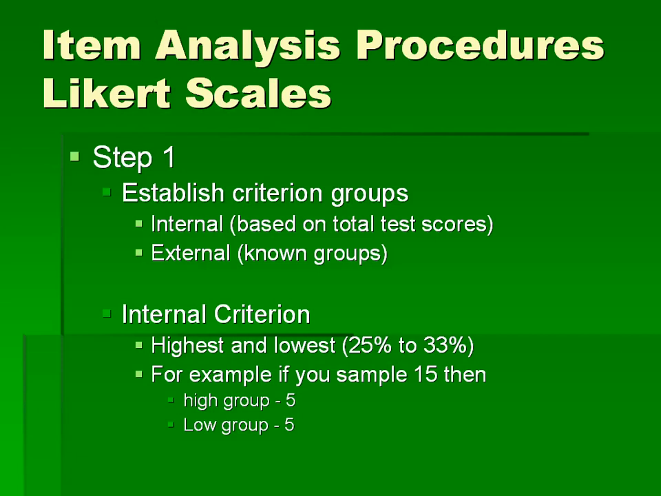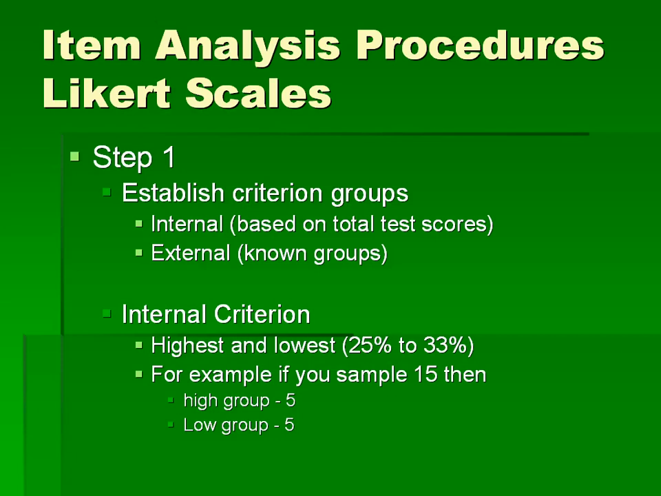So the internal criterion, if you're using the total test scores, you would typically select the highest group and the lowest group by the proportion of your total population that got the highest score. So let's say you administered to 15 people. I would choose then as my highest group the 5 highest scores, and I would choose as the lowest group the 5 lowest scores, leaving out those 5 in the middle who were more similar to each other.